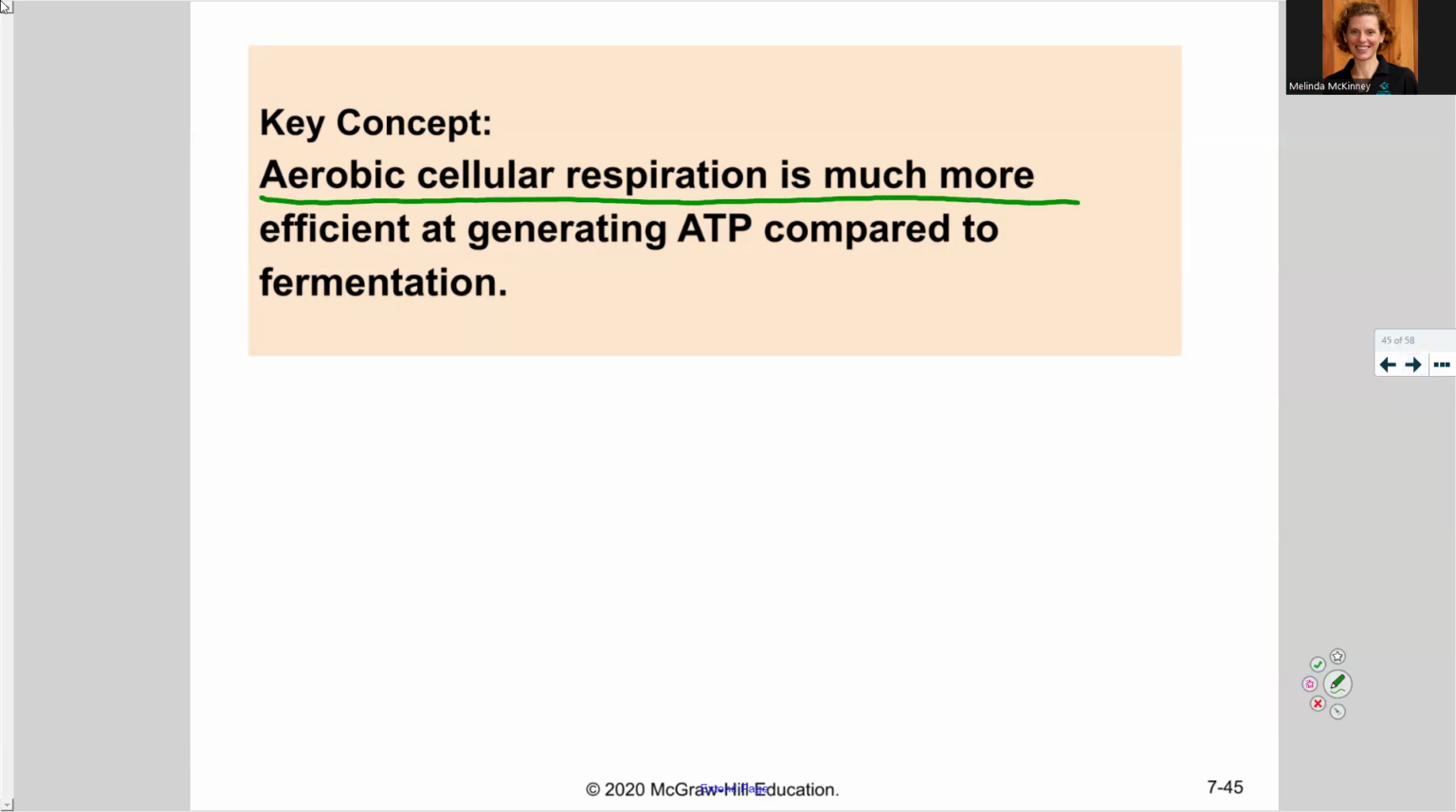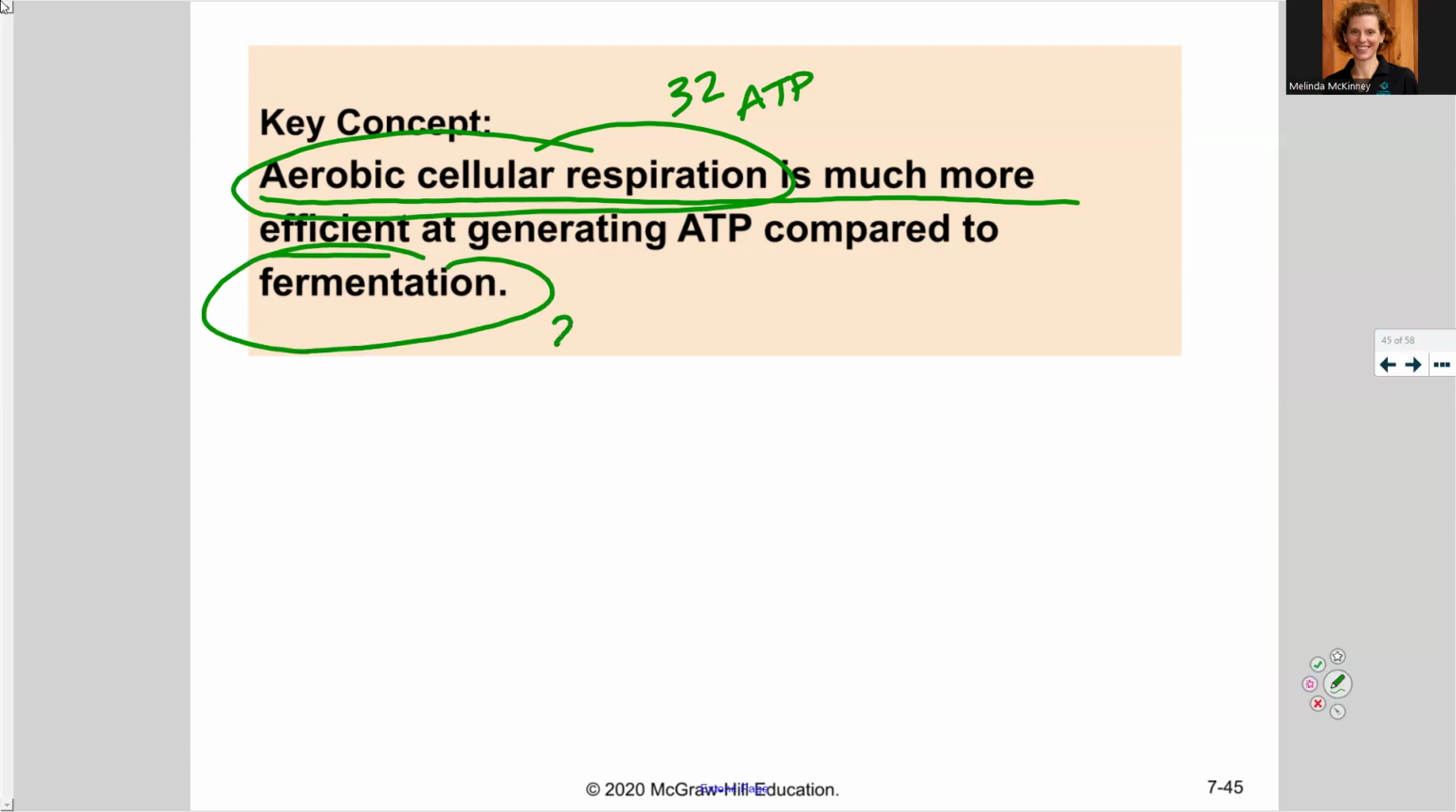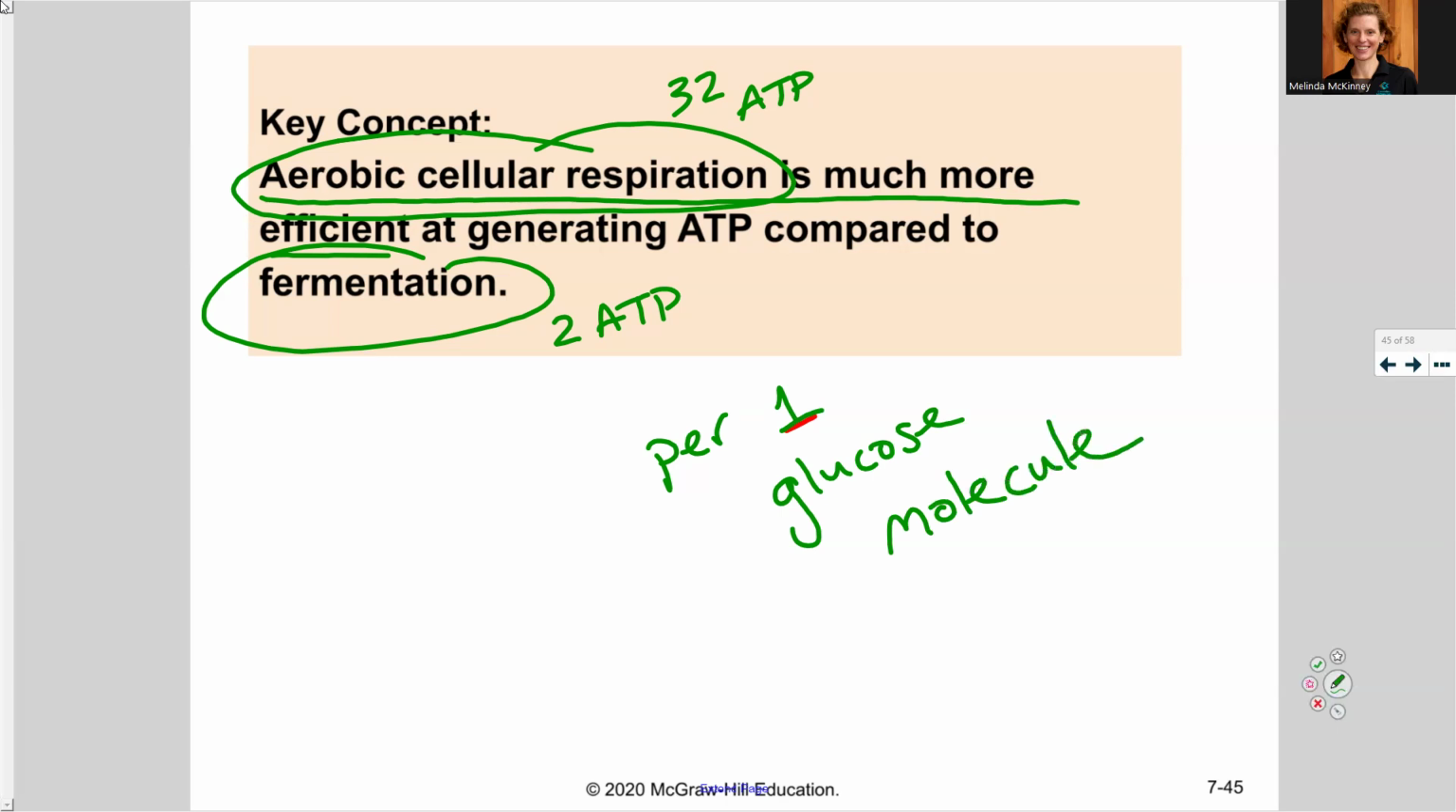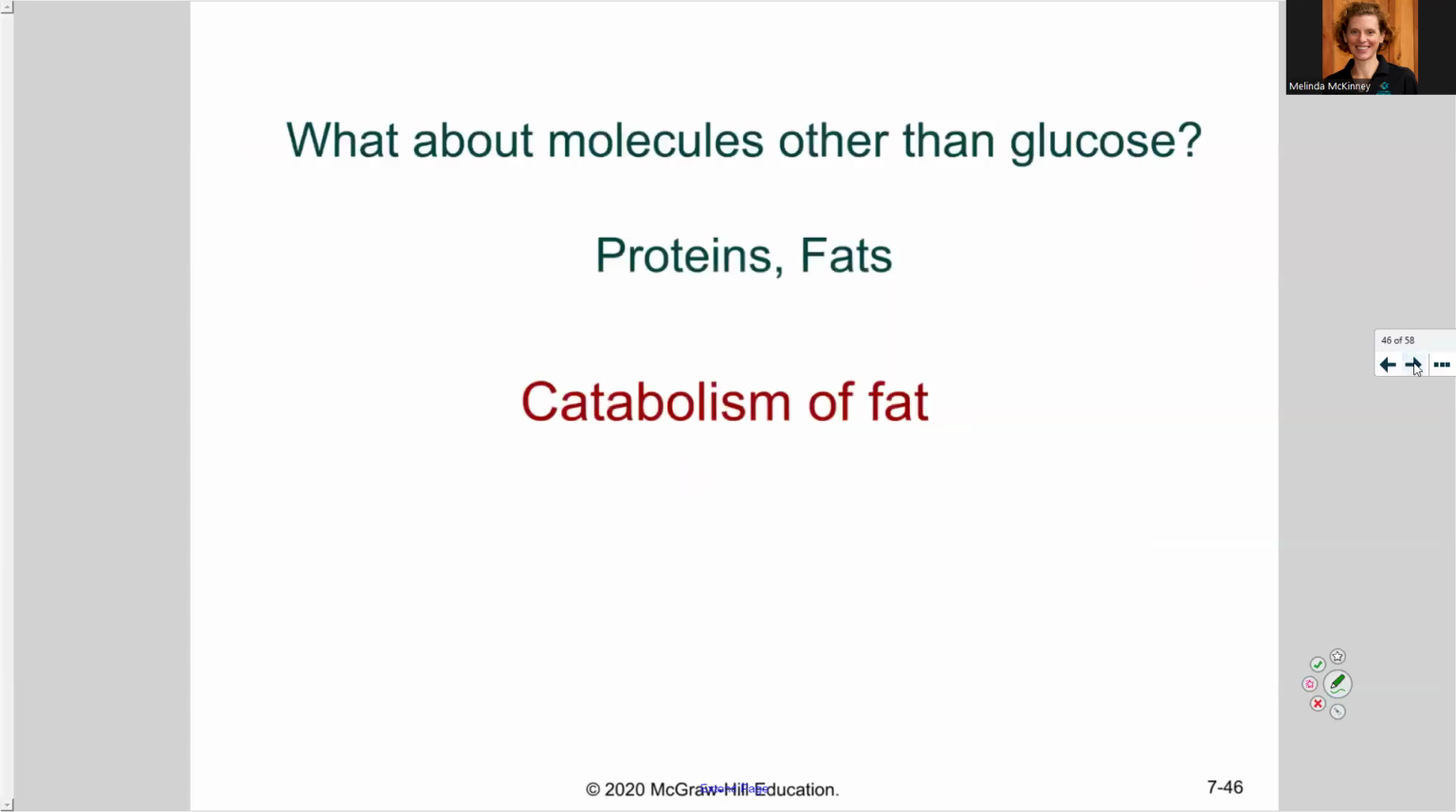So aerobic cellular respiration is much more efficient, right? Aerobic cellular respiration makes about 32 ATP, whereas fermentation makes about 2 ATP per glucose molecule. So per 1 glucose molecule, right? With the presence of oxygen, you can make 32. Without it, you only make 2. But 2 is better than nothing.